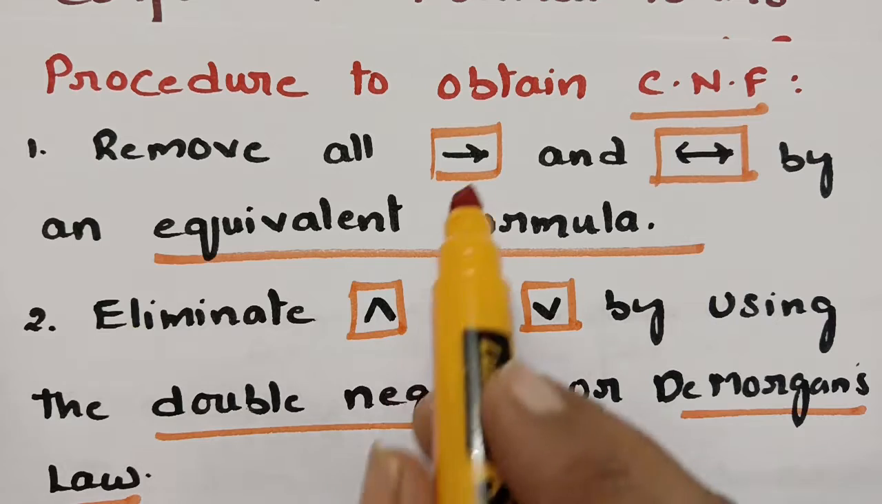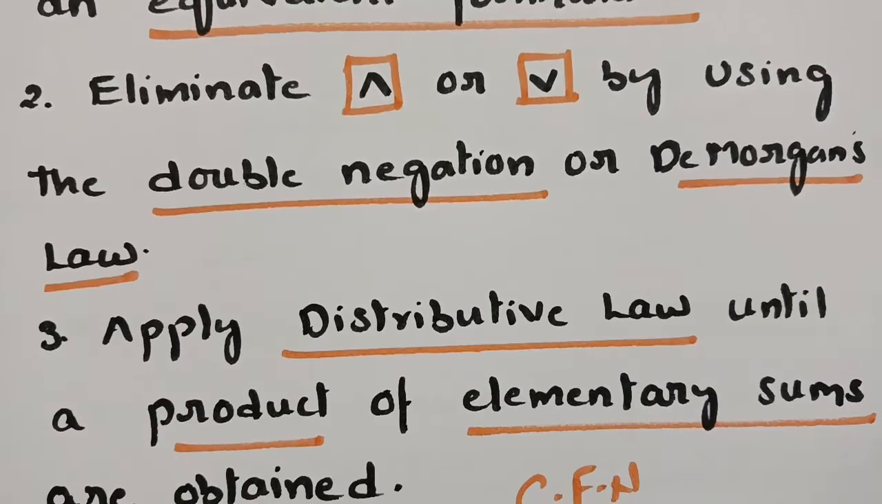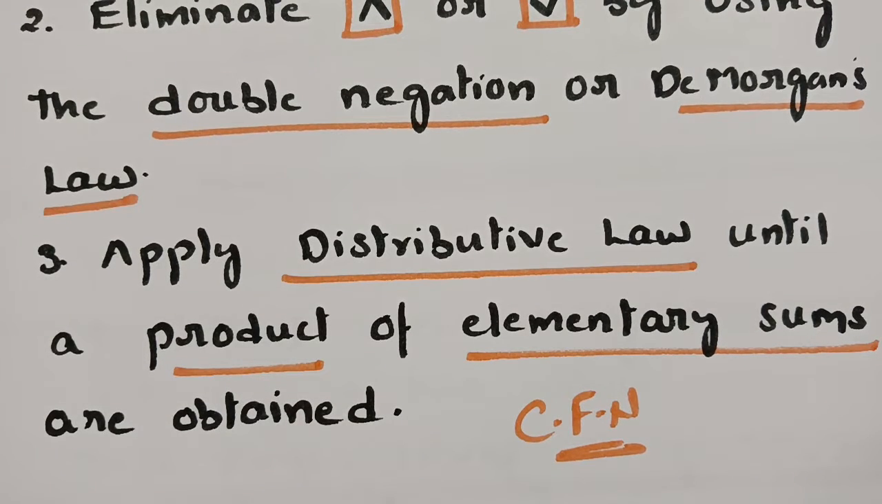So wherever you find an implication, first of all, you have to remove it using an equivalent formula, and next the double implication also you have to remove using the equivalent formula, and next we have to eliminate and/or by using double negations, De Morgan's laws, and so on. And we have to apply the distributive law until we get a product of elementary sums. See, the product of elementary sums is nothing but the CNF. So this is how we have to do.